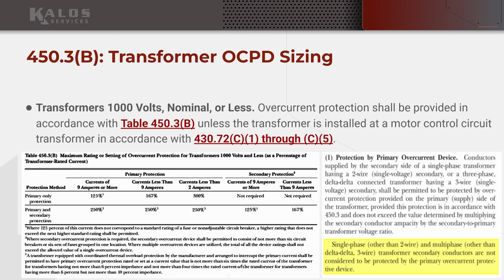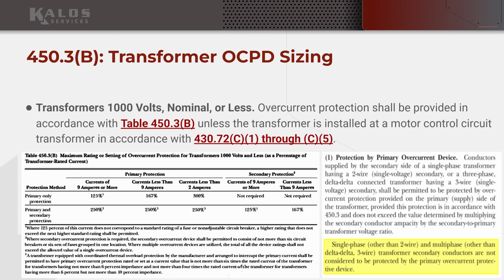So in Article 450.3, we have this table, and this table is for determining the maximum rating or setting of overcurrent protection for transformers 1,000 volts or less. And these values are determined as a percentage of transformer rated current. Okay, so there are some scenarios where we have to have secondary overcurrent protection and some where we don't.